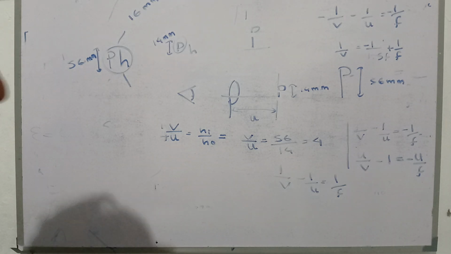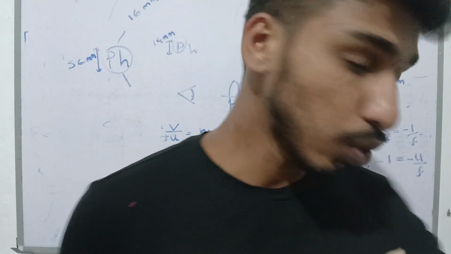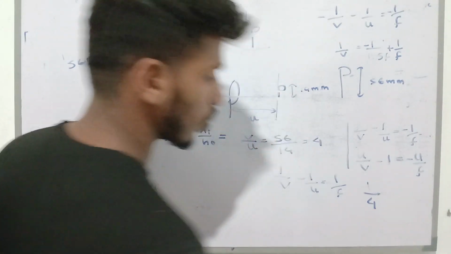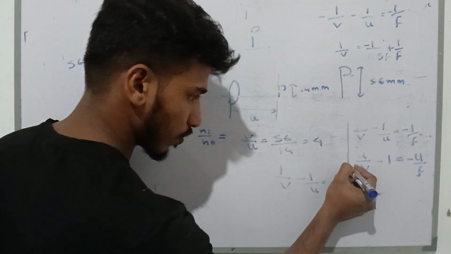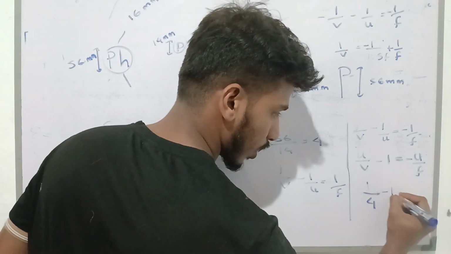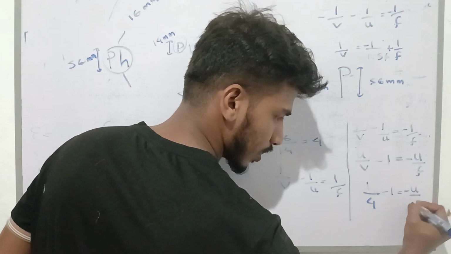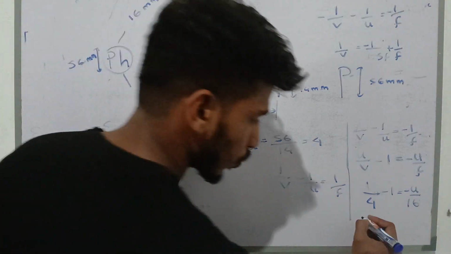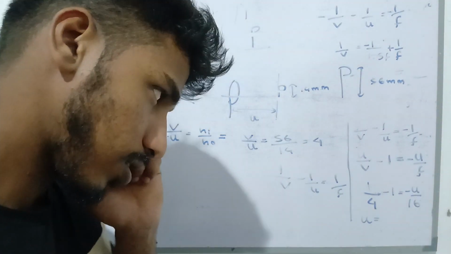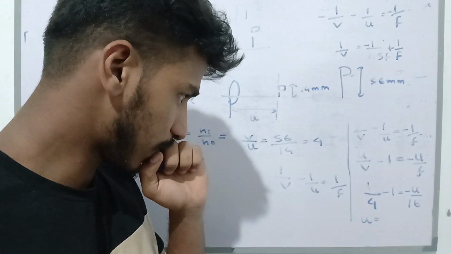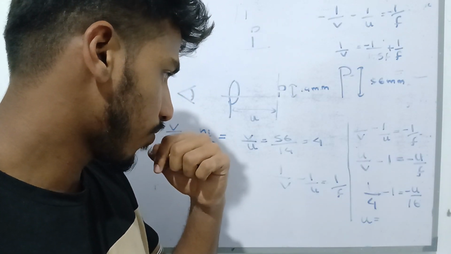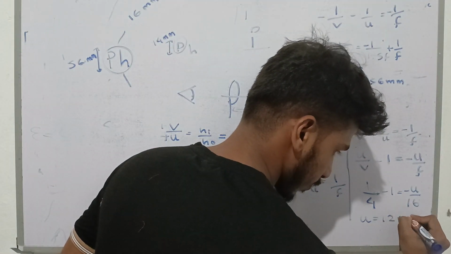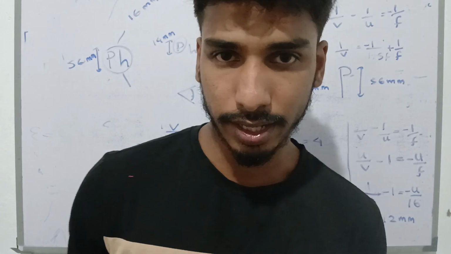That's right. Now you know that V over U is 4, so U over V is 1 over 4. 1 over 4 minus 1 is equal to minus U over, I think it was 16. So when you simplify, you'll find that U is equal to, multiply by 16, means 4 minus 16, I think 12 millimeters. Just check that, okay? You'll be getting 12 millimeters.